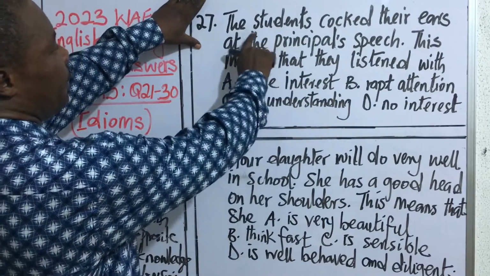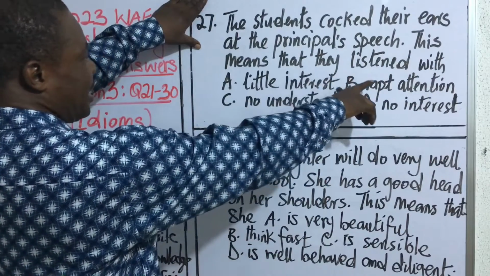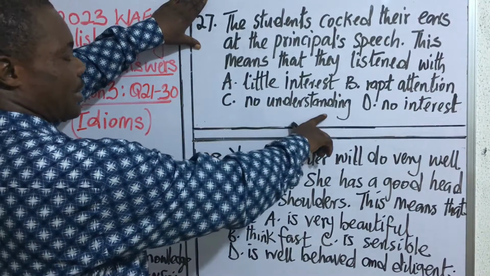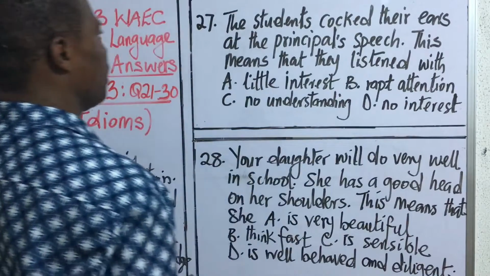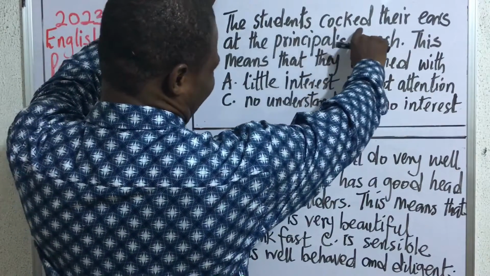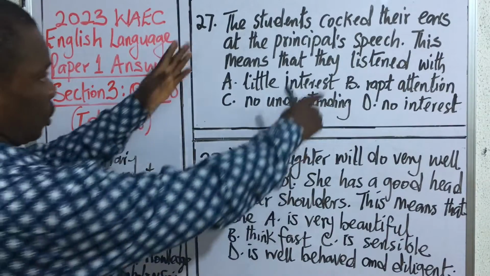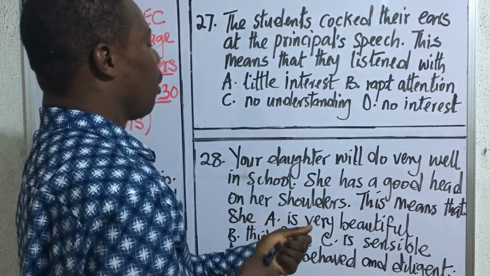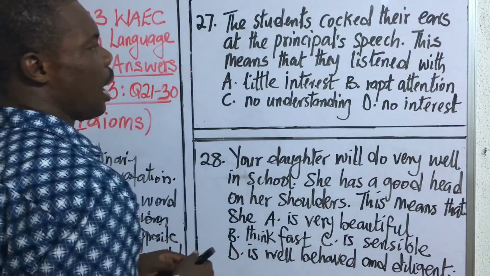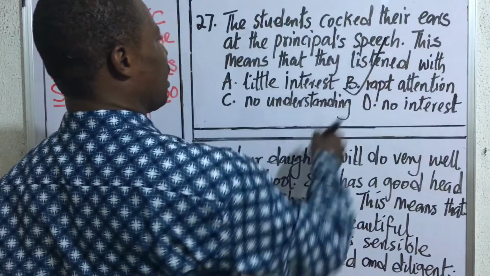Question 27. The students cocked their ears at the principal's speech. This means that they listened with A, little interest, B, rapt attention, C, no understanding, D, no interest. Right, so the context of this question speaks of students cocking their ears, ready. I think you can use replica and signs, as well as symbols, to decode the answer to this idiom. So if you cock the gun, what happens? This word is related to cocking the gun. So when you cock the gun, then it means you are all ears. So is it little interest or rapt attention? The correct answer is rapt attention.